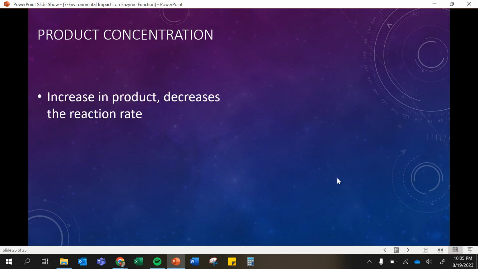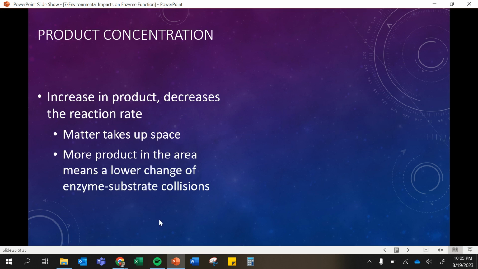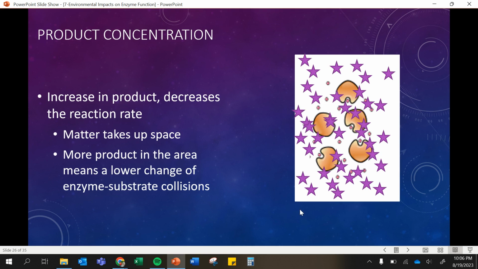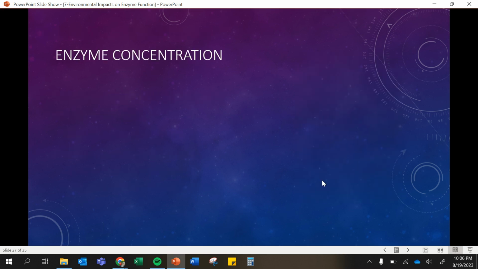Product concentration can also affect the rate of the reaction. An increase in product decreases the reaction rate because matter takes up space and it gets in the way, and we have a lower chance of those enzyme substrate collisions. So here again, we can think about that product being produced as these purple stars. The substrate is the red, and we have these 5 enzymes here. But over time, we get more and more products building up as the reaction continues. And at some point, it gets to where we're not able to have enzyme and substrate collisions happen very frequently.